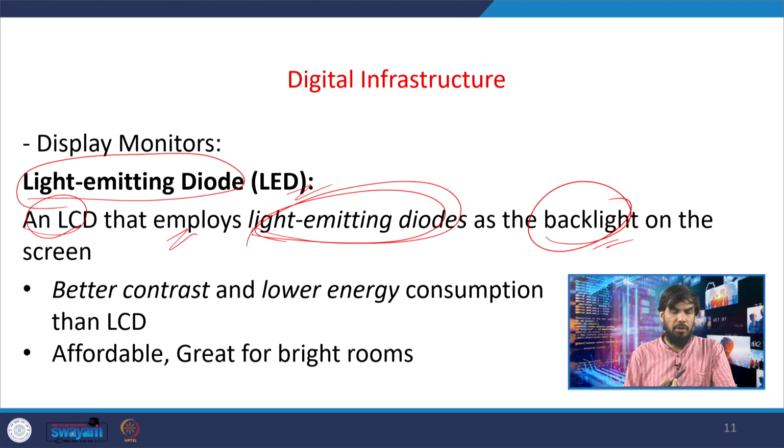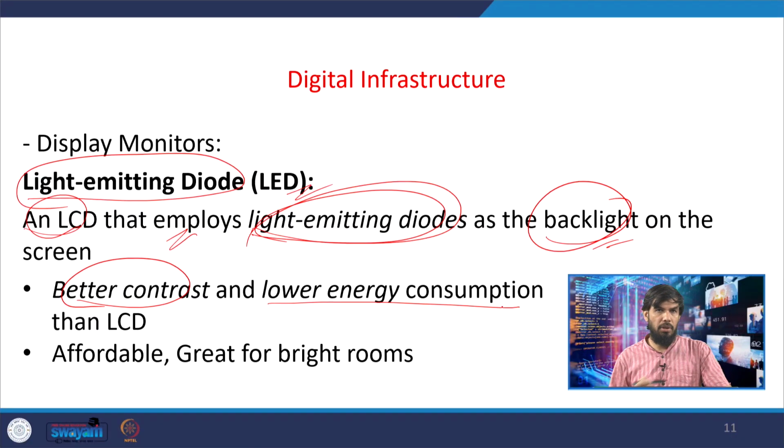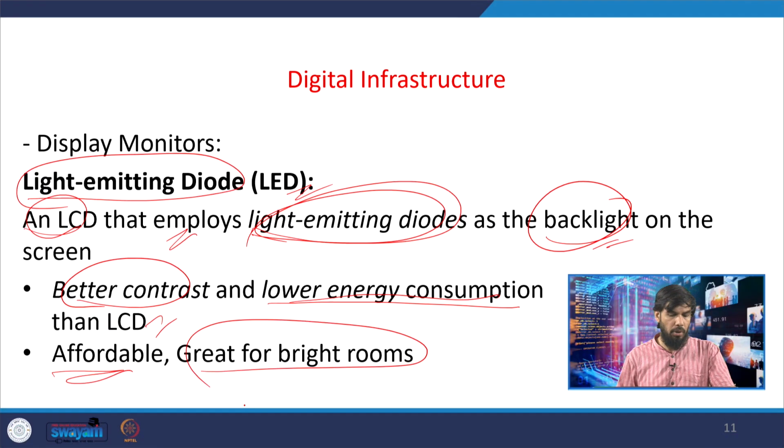So what is the benefit? Yes, there are benefits: better contrast and lower energy consumption, because you can manage these light emitting diodes so that whenever they are off, the energy consumption goes down. Therefore there is lower energy consumption than LCD. This is affordable and great for bright rooms. Since LCD is nowadays obsolete, the affordable option is LED. Most of the screens that we go for nowadays, you will actually be buying an LED if you are going for the affordable category, and it is great for bright rooms.